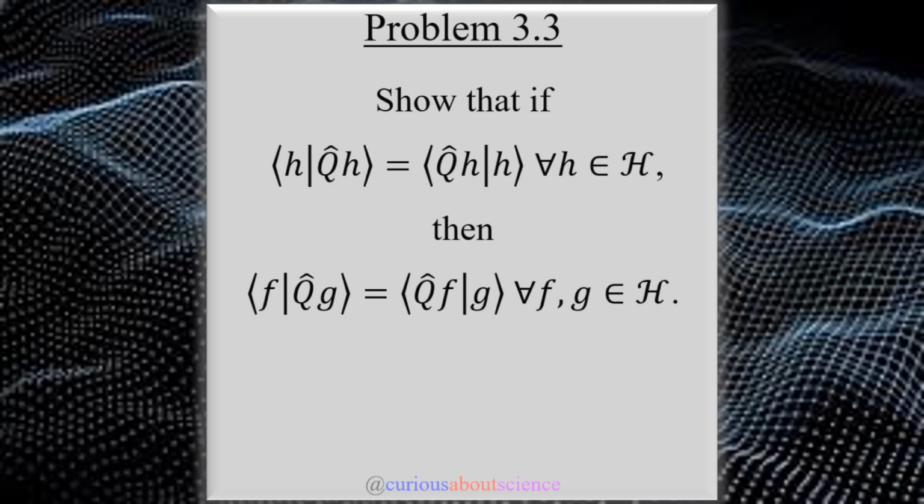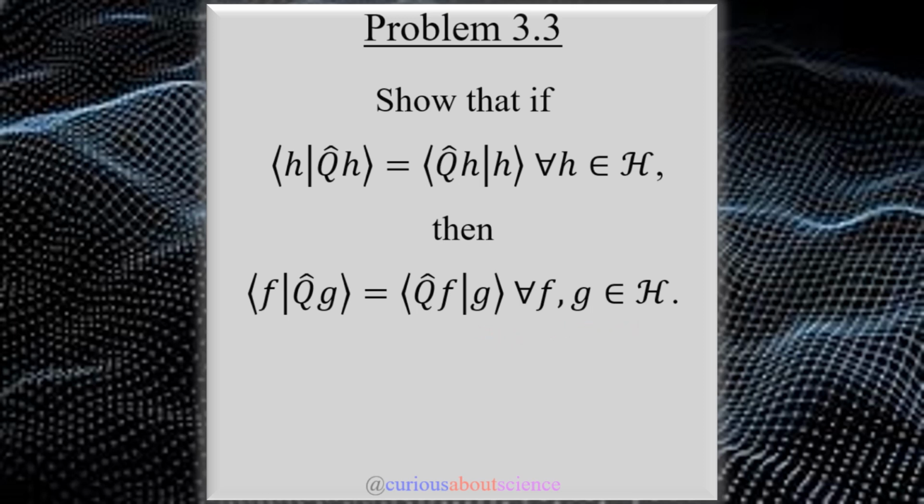Welcome back. Now we get to touch on one of those famous words we hear in quantum mechanics, Hermitian and Hermiticity. In this question, we wish to show that if ⟨h|Q̂h⟩ is equal to ⟨Q̂h|h⟩ for all functions h that live in Hilbert space, then we have ⟨f|Q̂g⟩ on the right hand side equal to ⟨Q̂f|g⟩ on the left hand side, for all f and g in the Hilbert space as well.